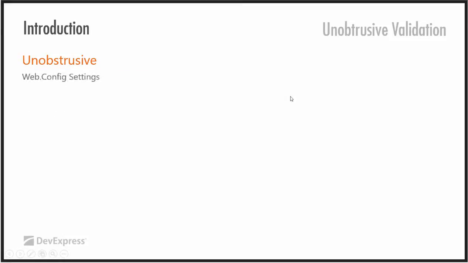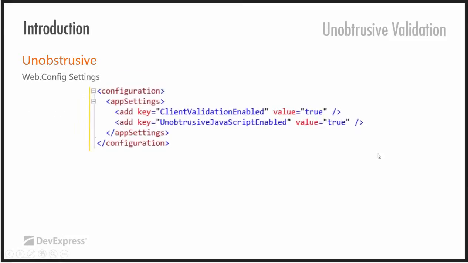So what does it look like? Well, in web config, under the configuration app settings, you'll find a couple of keys. Client-side validation enabled. When it's set to true, that means that client-side validation is going to emit that JavaScript and it'll be in the view. Now, when you set the unobtrusive JavaScript enabled, it's then going to keep your view clean. So this is both on by default, and I recommend using this.